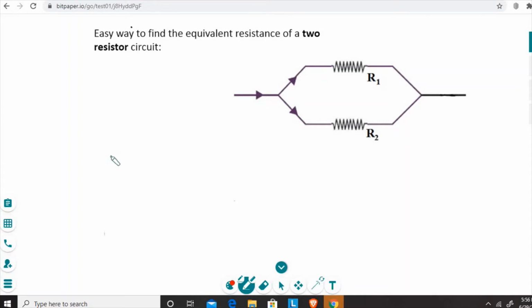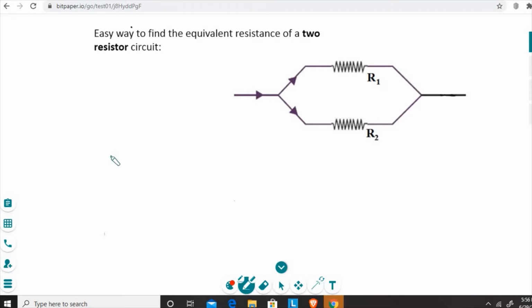In this video, I'm going to talk about some important things about resistors in parallel that will be very important when you try to solve multiple choice questions. These tricks and techniques will become very handy when you try to solve multiple choice questions.